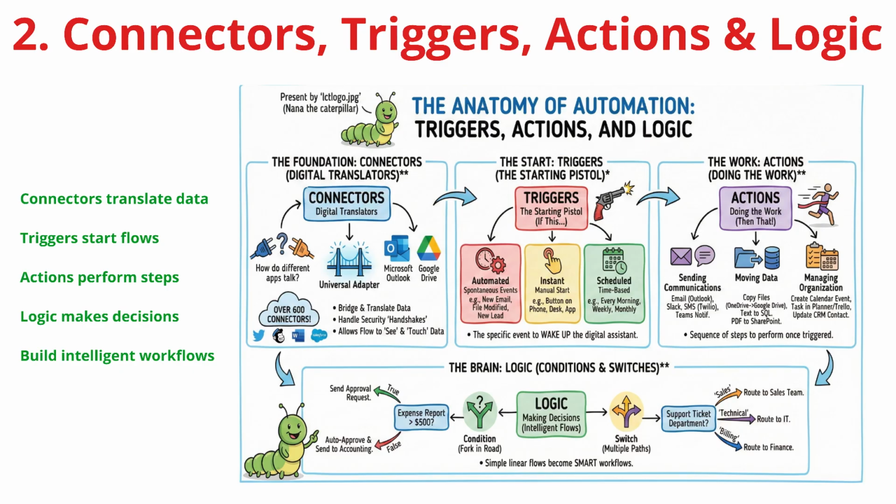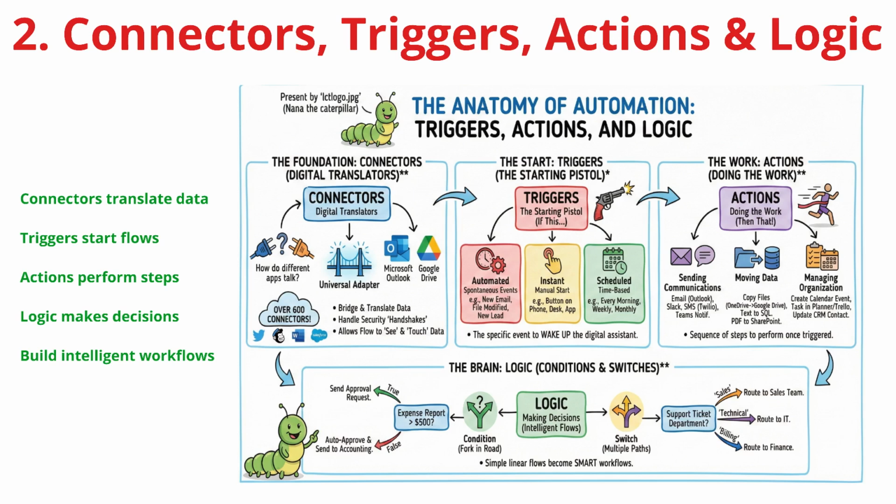Next, every flow needs a start. We call this the trigger, like a starting pistol. It's the if this happens event that wakes up your digital assistant. Triggers can be automated by events like a new email, started instantly with a manual button press, or run on a fixed schedule.